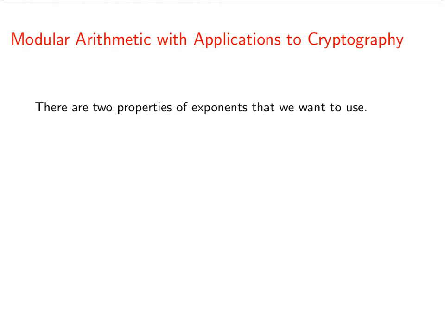Now there's a couple of properties of exponents that we want to use. If we have a real number x and positive real numbers a and b, then x to the 2a is equal to x to the a quantity squared, which is an offshoot of the fact that x to the a plus b is equal to x to the a times x to the b. Nothing earth-shattering here. You've been using these properties for a long time.